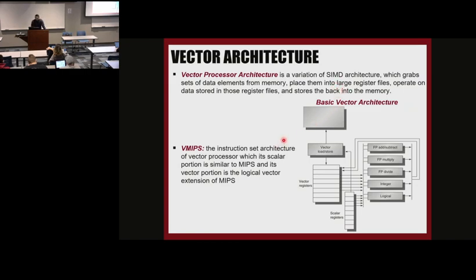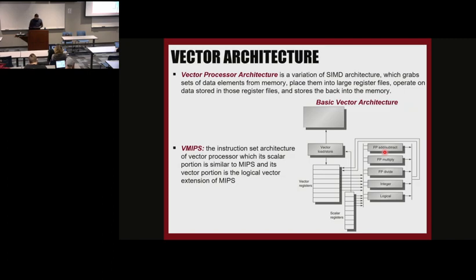So we have an instruction set architecture called VMIPS, which is a vector MIPS processor. It also has scalar, and the scalar part is similar to the MIPS. But it also has the vector instructions, which makes it a vector processor. So this architecture that you see here is a very basic vector architecture. Now we're going to go into details of every component of this architecture to know a little bit more about that and see how it works.